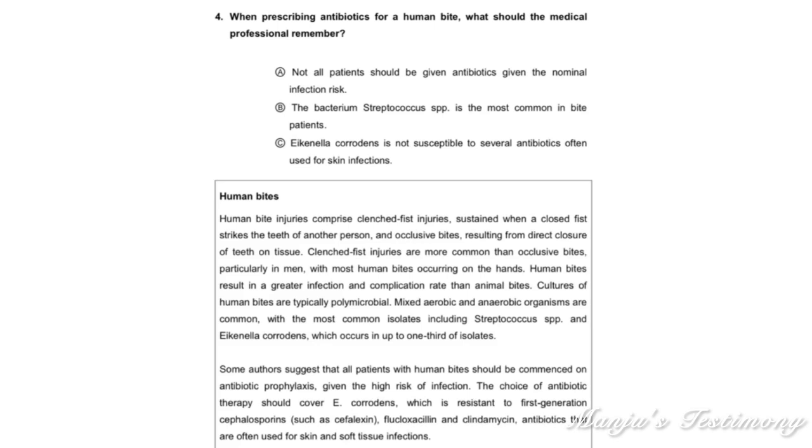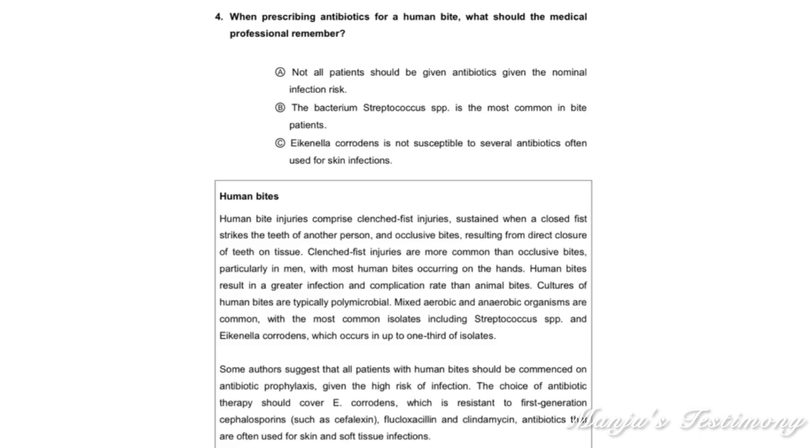Guys, by reading the question, we can now decide whether we have to read the text completely or just find out the answer with keywords. When prescribing antibiotics for a human bite, what should the medical professional remember? So this is something related to healthcare, the topic we usually know. So maybe we can find out the answer with a keyword. So let's check like that.